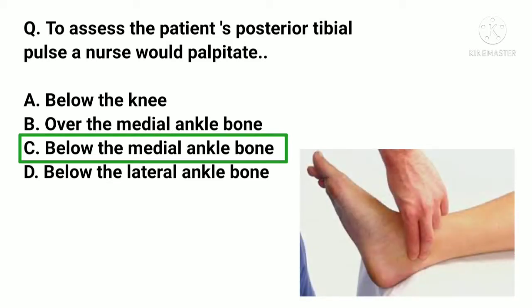The posterior tibial pulse is palpated on the inner side of the ankle, behind and below the medial ankle bone. Medial ankle bone is also known as malleolus.